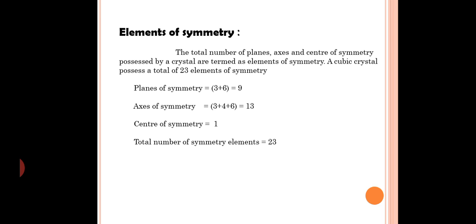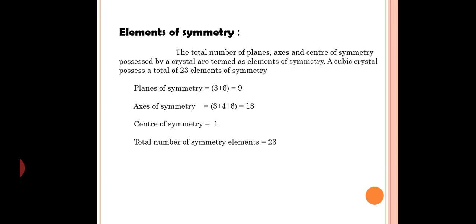So plane of symmetry is, as I was just now telling you, an imaginary plane which passes through the center of a crystal and divides it into two equal portions. That I was just now saying, na? And which divides it into two equal portions, such that one part is exactly the mirror image of the other. We can say that. Clear?